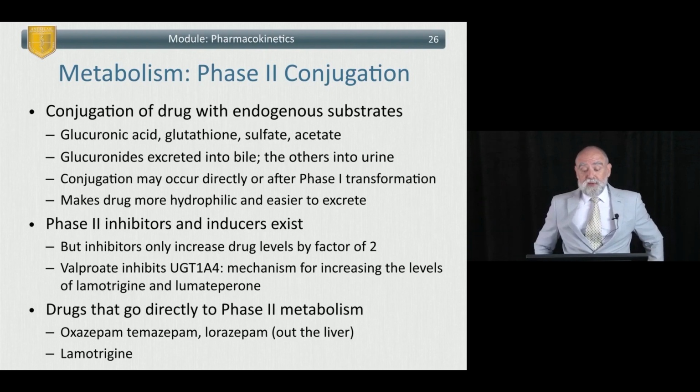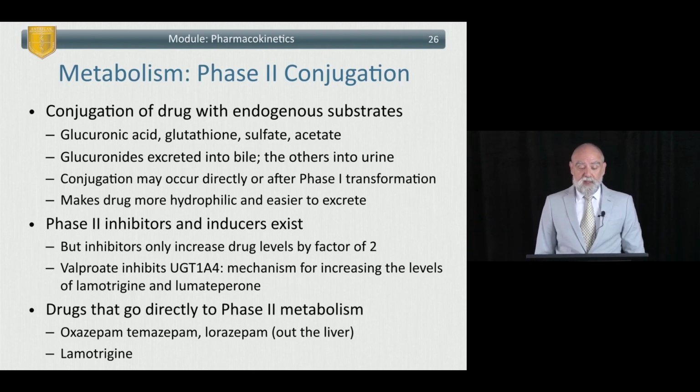Metabolism, now let's move on to phase 2, and this is conjugation. Conjugation means, right, the joining together of the drug together with an endogenous substrate. Now what are these endogenous substrates that the drug can be joined with or conjoined with? They are glucuronic acid, glutathione, sulfate, acetate. The glucuronides are excreted into the bile through the liver, and then the others through the kidney into the urine. Conjugation may occur directly or after phase 1 biotransformation. This conjugation makes the drug more hydrophilic and thus even easier to excrete.